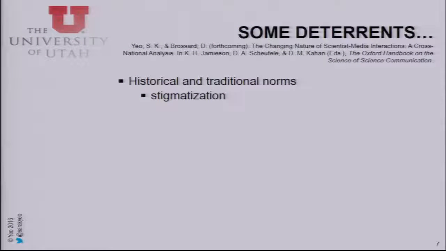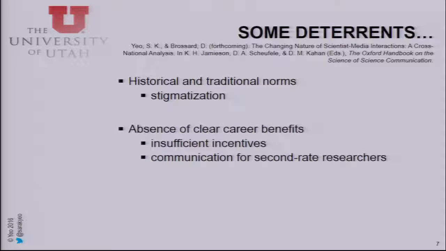The why nots often tend to be quite historical and traditional. In the early 20th century, a lot of publics found out about news through journalism, and communication about science was the realm of journalists and reporters, not the realm of scientists. And so in this context, there is a lot of stigmatization of communicating science by scientists. Scientists also point to the absence of clear career benefits as reasons for why they don't communicate. There are a lot of other pressures on their time. And again, this normative perception that only second-rate researchers are the ones that communicate is quite persistent.